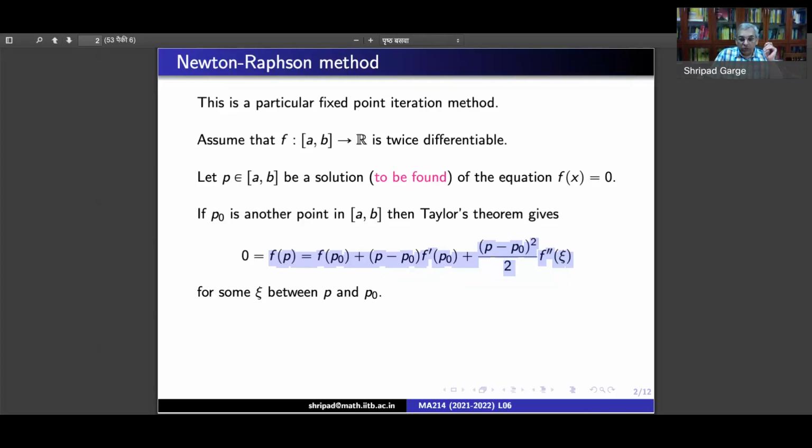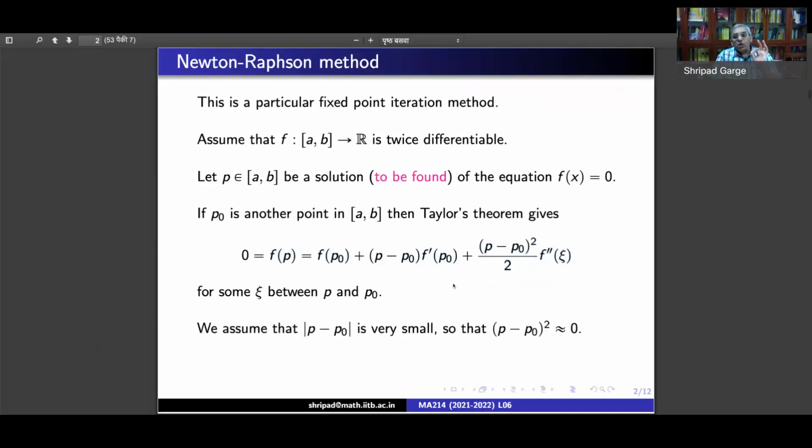But if you assume that p0 is close enough to p, if we assume that p and p0 are very close, then (p - p0)^2 is very close to 0, and therefore we will ignore this term containing the square of (p - p0). So in this method, this is very important. This is an assumption that we have, that p0 is very close to p, and therefore (p - p0)^2 upon 2 times f'' at some xi can be ignored. So we don't have any dependence on this unknown point xi.